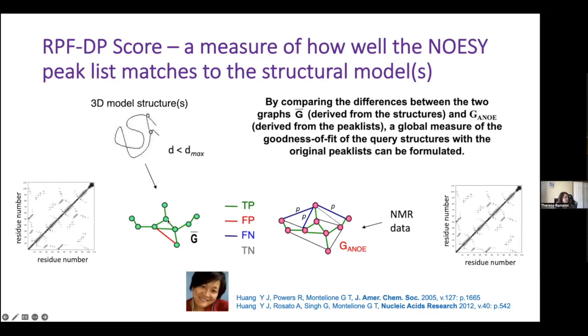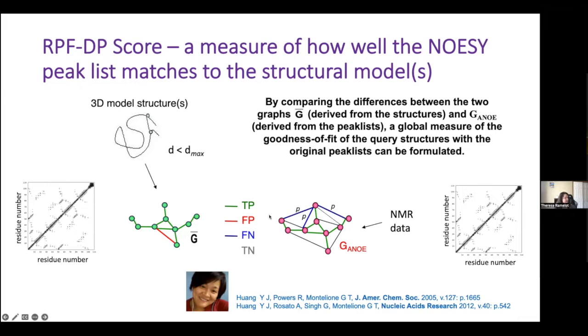And then you connect them with edges if your distance is less than a distance max. Typically this would be like 5 angstroms, but of course it would depend on how you collected your NOESY data or your system. But we'll just say less than 5 angstroms. And then you have your graph of what you would expect from these structures.